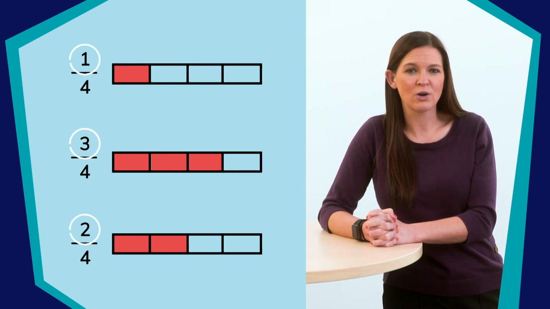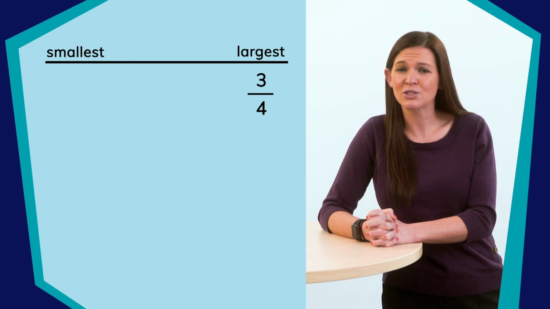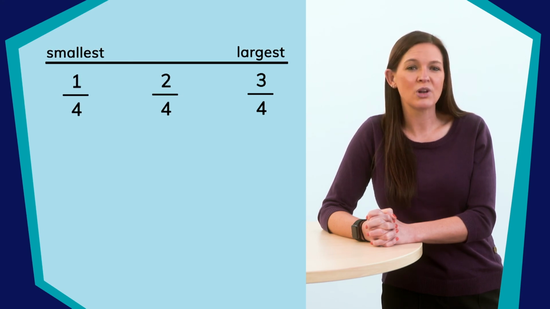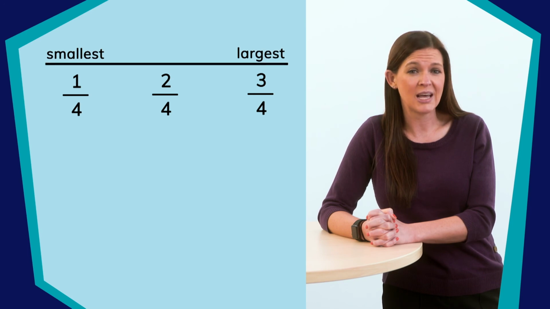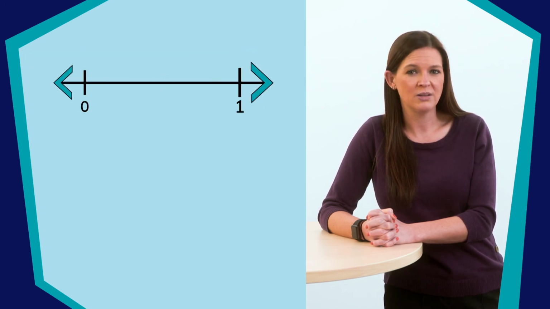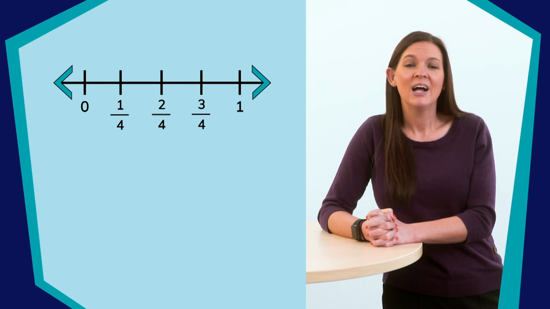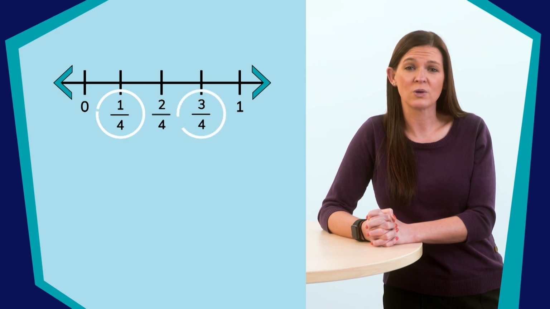So the numerator will decide which fraction is the largest, 3/4. In the middle is 2/4, and the smallest is 1/4. Let's place them on a number line and see if the results are the same. On our open number line, we will start with 0 and end with 1. Now we need to divide the whole into fourths. 1/4, 2/4, 3/4, 4/4. It is easy to see on the number line that 1/4 is the smallest and 3/4 is the biggest. Great job.